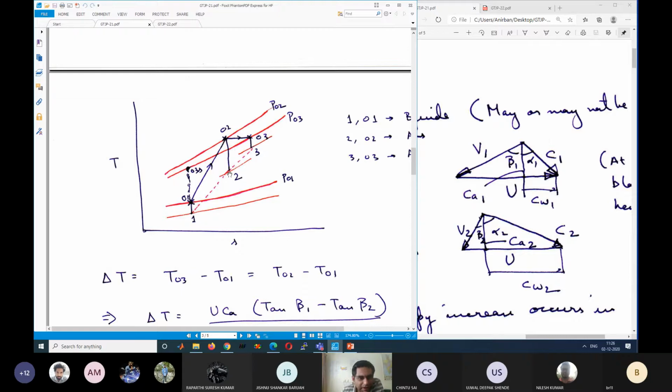So what happens is that the static temperature increases. Some diffusion is occurring. So the entire work input does not go into changing the kinetic energy. We also have an increase in static temperature. But the kinetic energy is also increased, as you can see here. So what is the rise of static temperature? It is T2 minus T1. And what is the rise of kinetic energy? It is given by C2 square by 2 minus C1 square by 2, which can be seen from this graph.